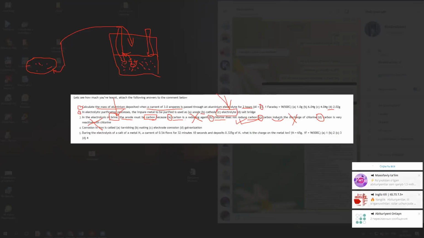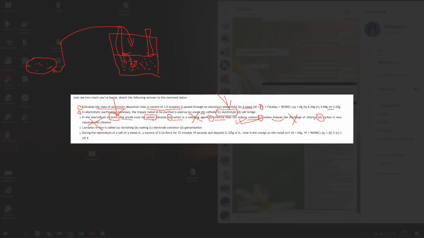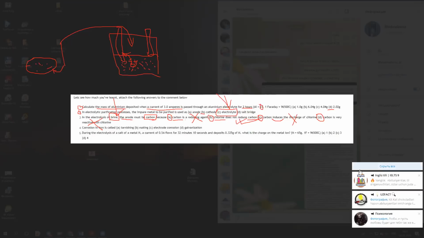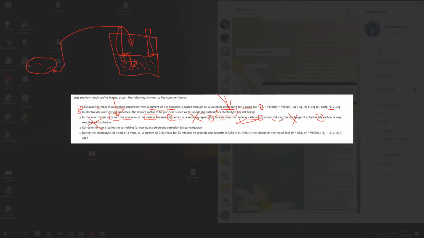Induce means cause. Carbon causes the discharge of the chlorine. No, it doesn't. It is just supplementary for this reaction. Did you get it? Yes. Do you have a clear idea about this? Yeah. And let's go to the third.